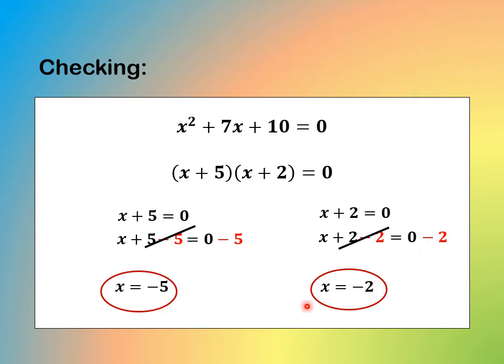So, kung makikita nyo, parehas sila na real numbers. And they are unequal. Okay? Negative 5 is not equal with negative 2. Kaya, ang roots ni x squared plus 7x plus 10 is equal to 0, ang nature of roots niya ay real and unequal.